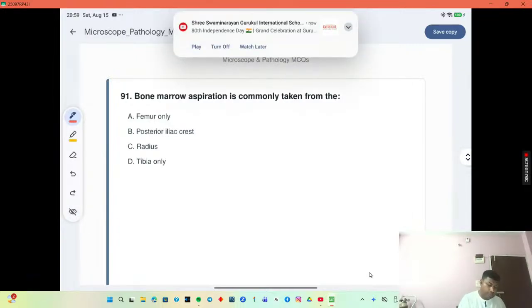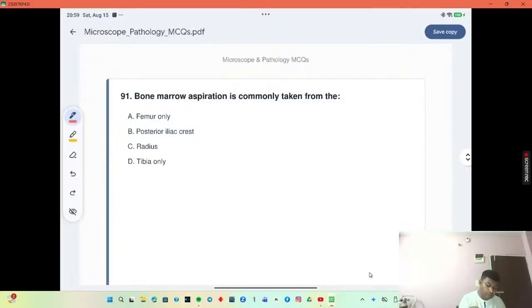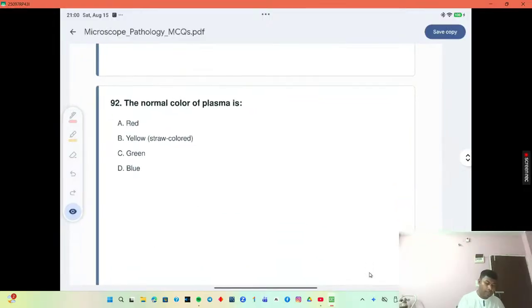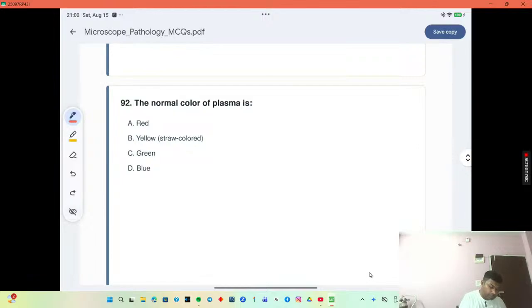So here the question is given as, bone marrow aspiration is commonly taken from? The sample of bone marrow is taken from the posterior iliac crest. Okay, now I will move to the next question. The normal color of plasma is yellow, that is straw colored, pale yellow. I think you are finding these questions very interesting.